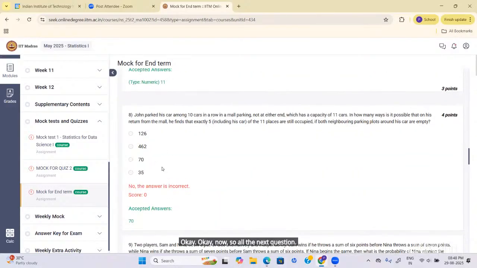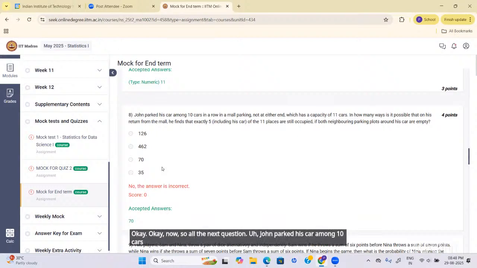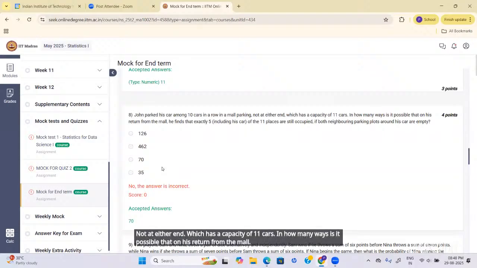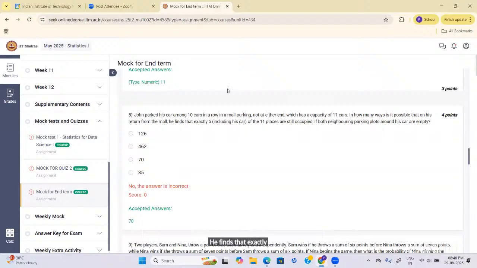John parked his car among 10 cars in a row in a mall parking, not at either end, which has a capacity of 11 cars. In how many ways is it possible that on his return from the mall, he finds that exactly 5 of the 11 places, including his car, are still occupied, if both neighboring parking plots around his car are empty?